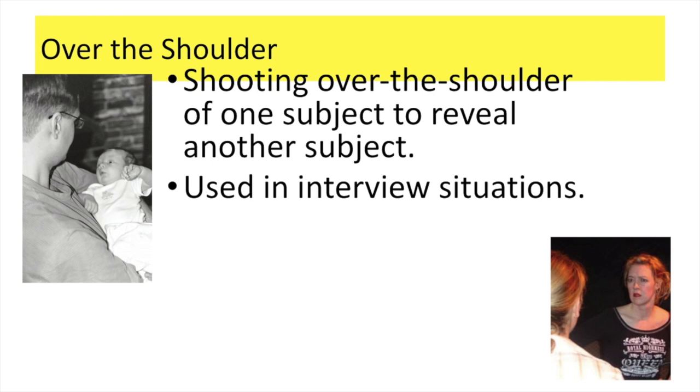Here are the camera angle types. One, over the shoulder. You're shooting over the shoulder of one subject to reveal another subject. This is often used in interview type situations, or to see something over someone's shoulder that you might not have seen before. An example is the baby here in the photo.